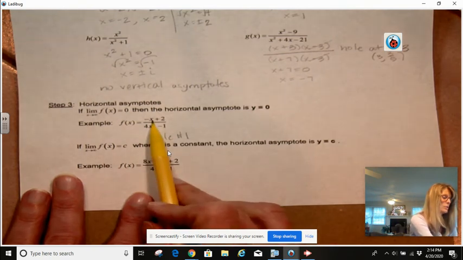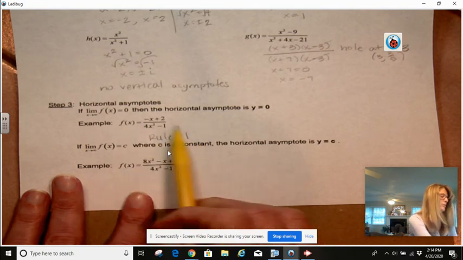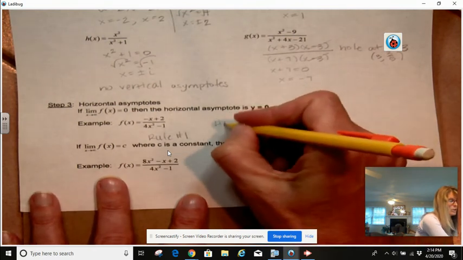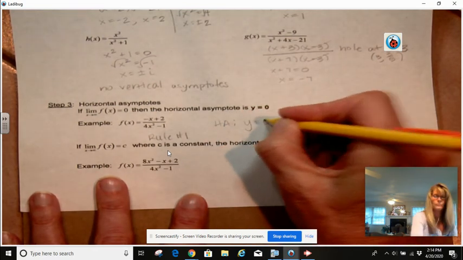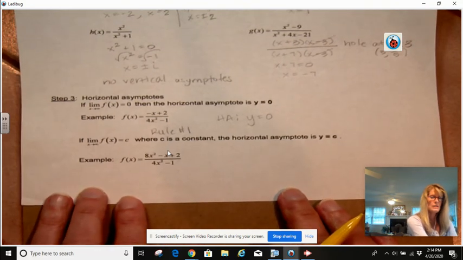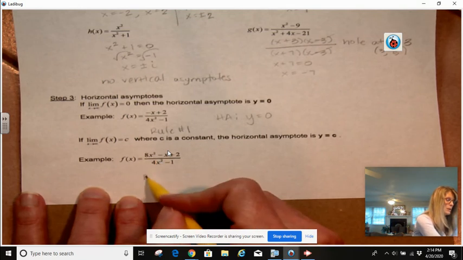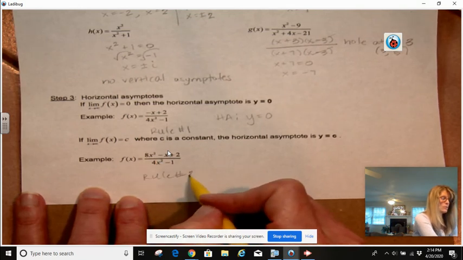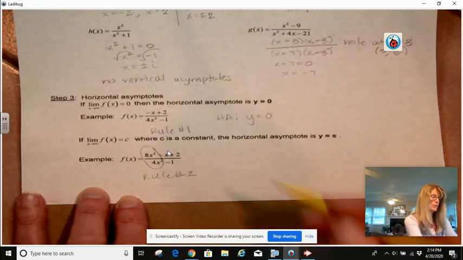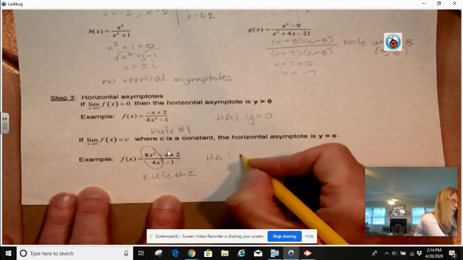The degree of the numerator is 1, the degree of the denominator is 2, that's why it's rule 1. And so our limit to infinity would be 0, and that leads us to a horizontal asymptote at y equals 0. All right, if it is a rule 2, which means that the degree of the numerator is the same as the degree of the denominator, so our limit to infinity, we would look at these two terms and reduce it to 2, and that will be our horizontal asymptote here, y equals 2.